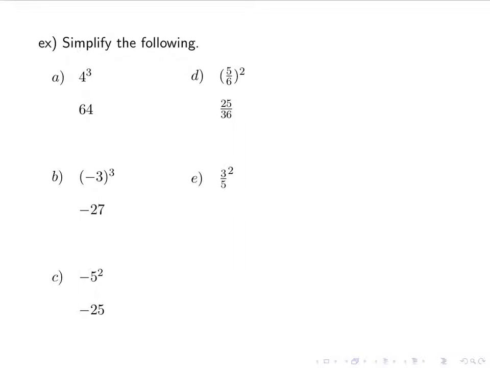E, 3 squared over 5. Again, there's no parentheses. The 5 is not being squared. 3 squared is 9, so I have 9 over 5.